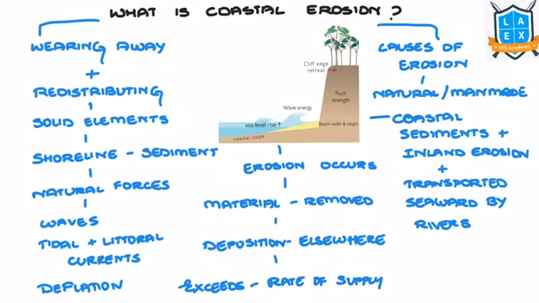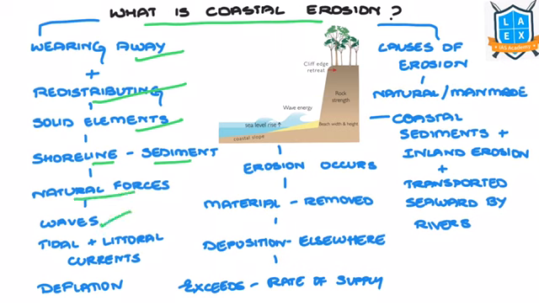Now let us understand what is coastal erosion. Coastal erosion is wearing away and redistributing of solid elements of the shoreline as well as the sediment, normally by such natural forces as waves, tidal and littoral currents, and deflation.